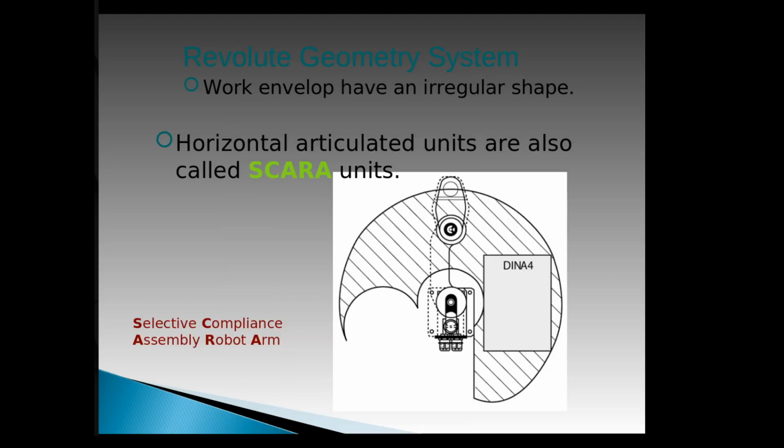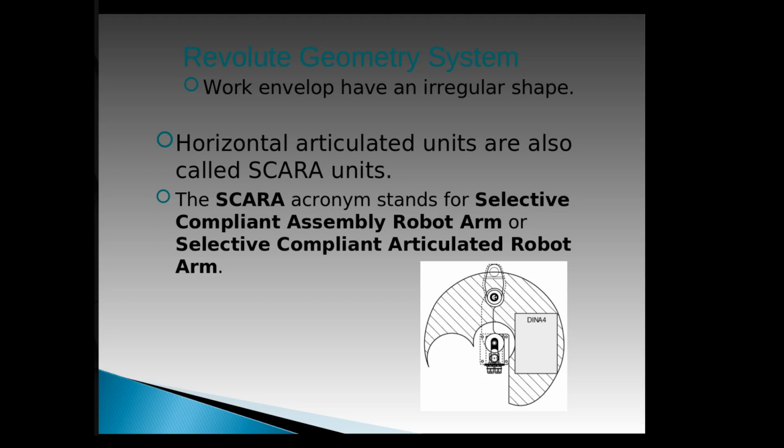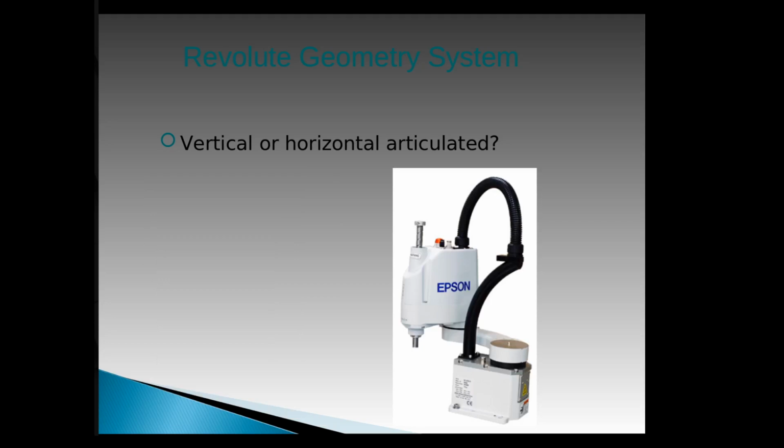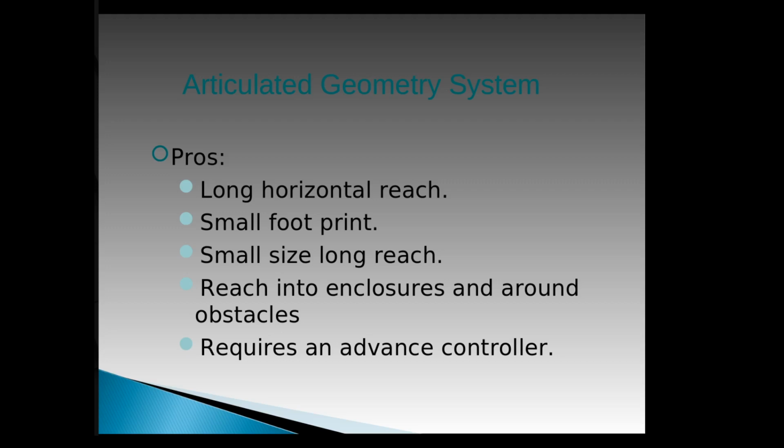Now notice the horizontal units are known as SCARA units. And SCARA is an acronym standing for Selective Compliance Assembly Robot Arm. All right, and so they're used for very tight assembly things, like maybe putting chips on a circuit board, medical uses. Okay, so here is the Fanuc LR Mate, and it's a vertically articulated robot. This is a SCARA, or horizontally articulated revolute robot.